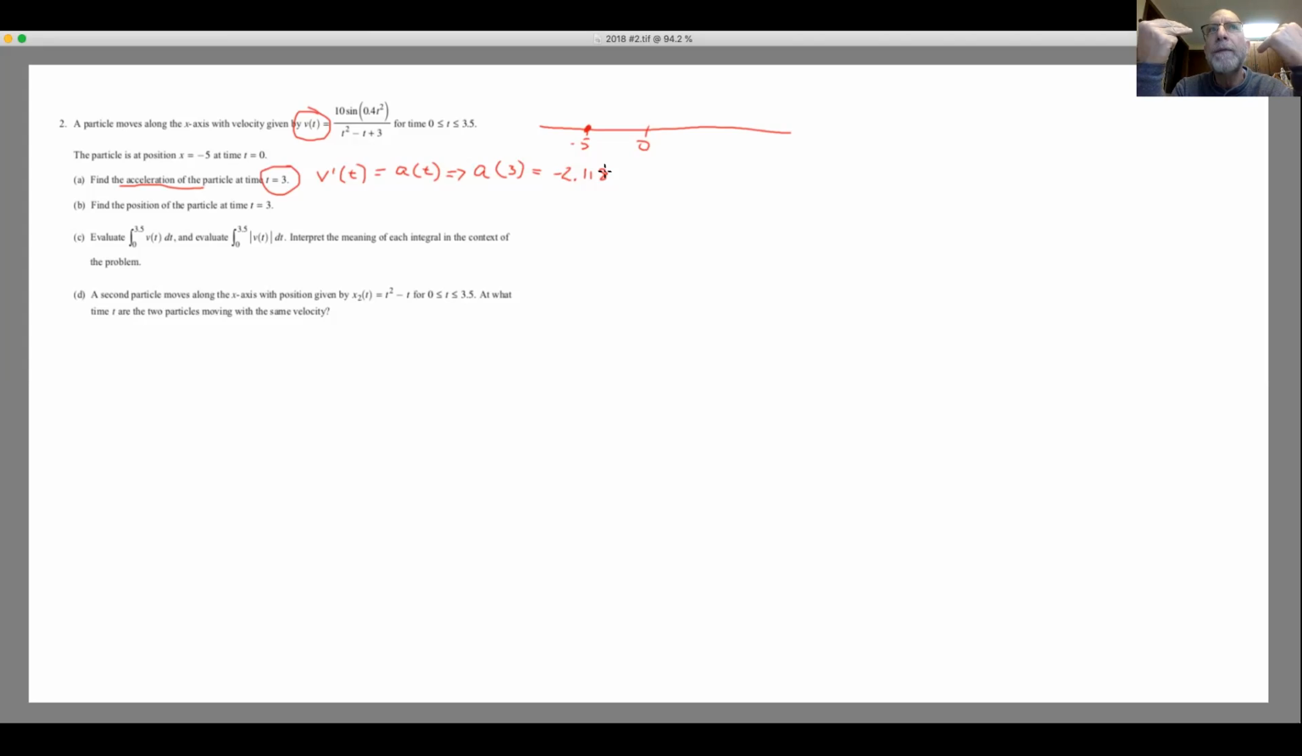Now, if I look at part B, it says, find the position of the particle at time t equals 3. I know it started at a negative 5, correct? And I know that it has moved since then. So how do I figure, if I know it started at a negative 5, because at this line right here it says the position at time equals 0 is a negative 5, how do I figure out what position it's in now?